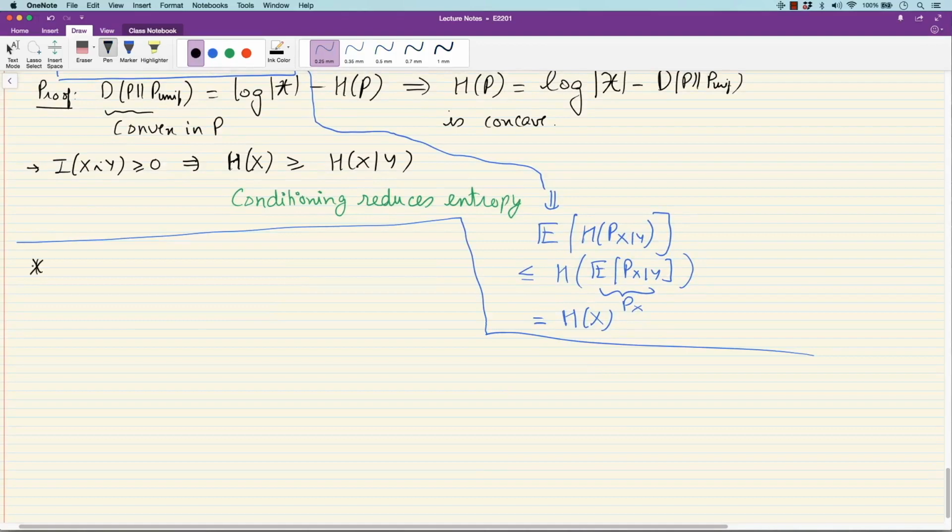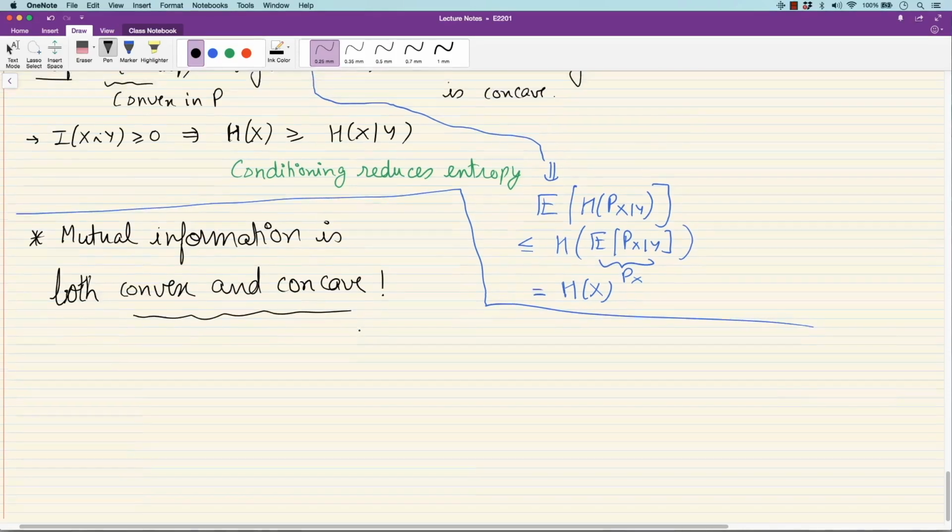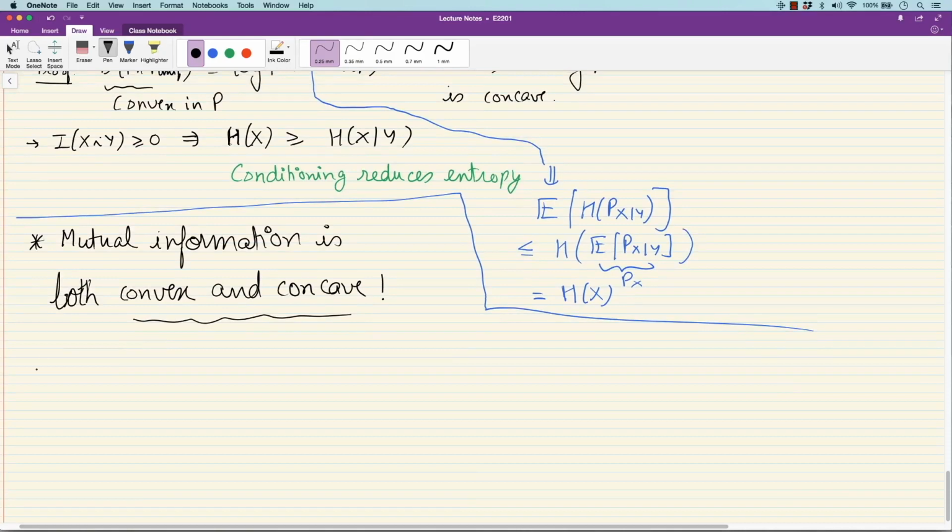So mutual information is both convex and concave. What do I mean? Actually, not so much. This is not a formal statement, it's just something I want to say. So here are the two results that I'll show. I'll again call them lemmas.